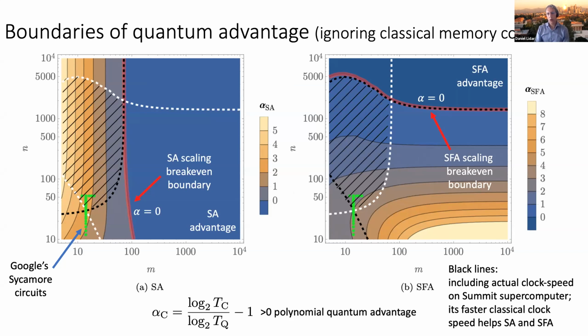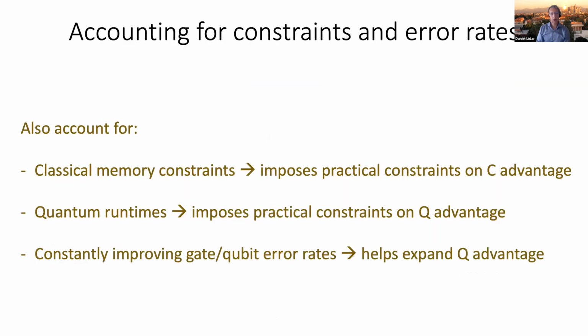Okay, this is not the whole story though, because what I didn't mention, I want to point out now, is that this analysis ignores classical memory constraints. So essentially here I allowed, for example, the Schrodinger algorithm to actually store those 2 to the n amplitudes, which is not feasible. So we have to do a little better, and also account for classical memory constraints, which will impose some additional constraints on the classical advantage.